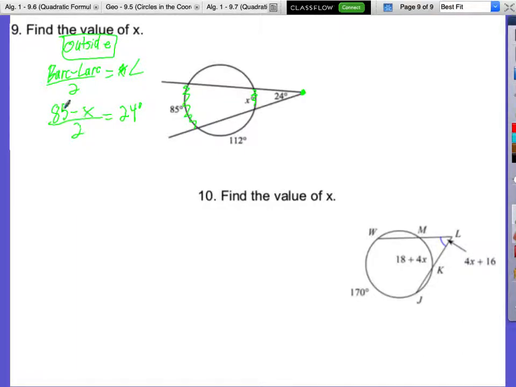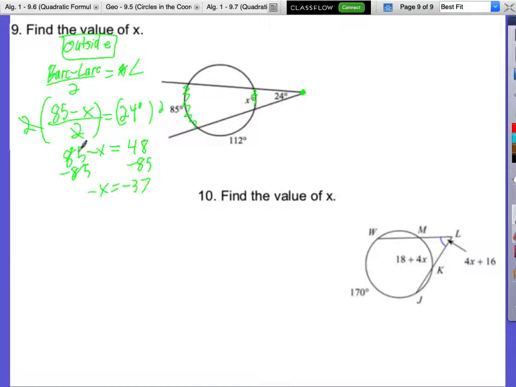So what's our first step? Multiply by 2 to get rid of that division. Do it to both sides. So we have 85 minus x, because the 2 divided by 2 cancels, is equal to 48, very good. Subtract 85. Now, wait a second. We have negative x is equal to negative 37.